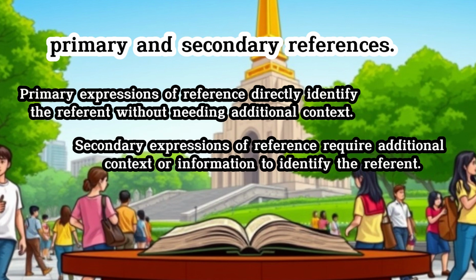Secondary referring expressions require additional context or information to identify the referent. For example, the book on the table is mine. The book on the table requires additional information, the location of the book, to identify which book is meant.